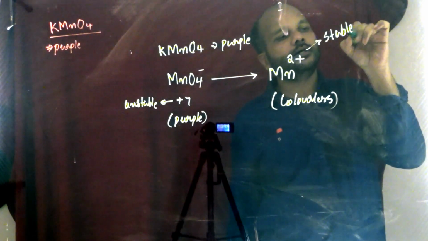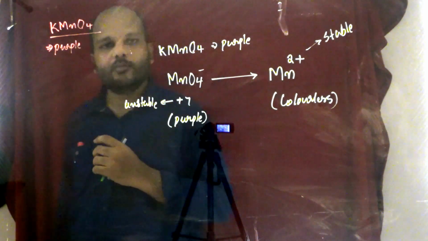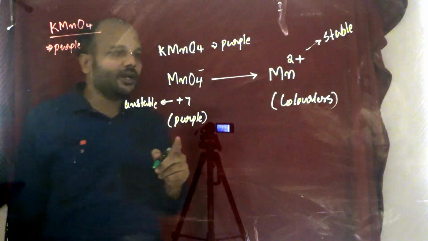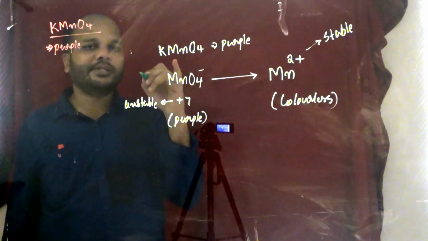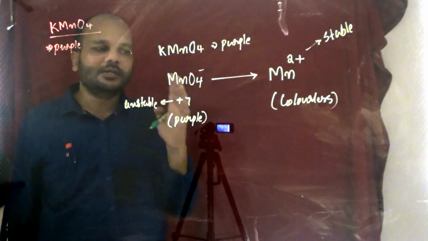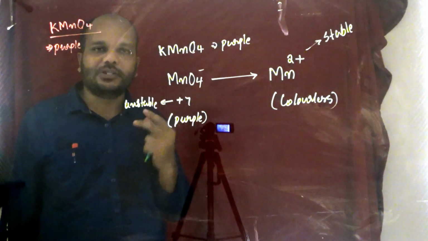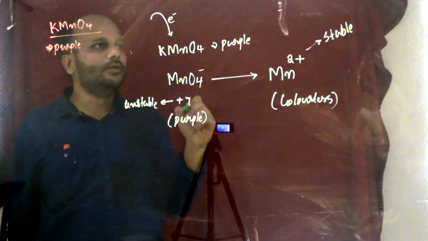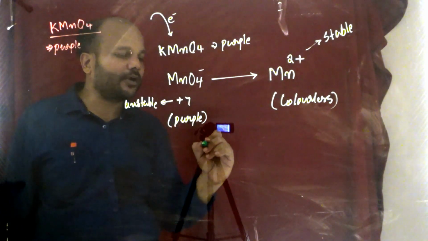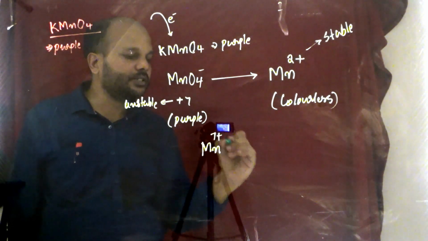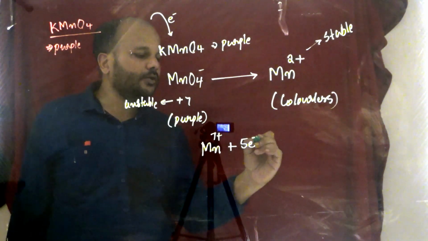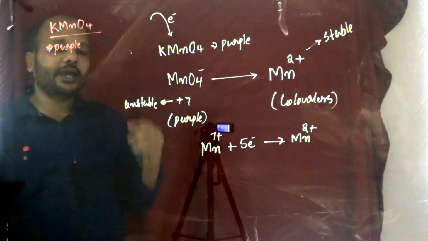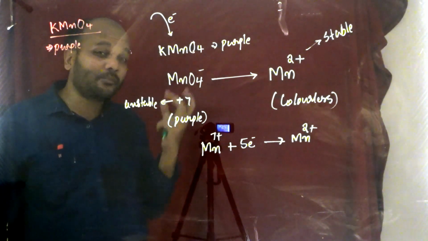So always the stability is a prime factor for most of the chemical or redox reactions. Please bear that in mind. Now, whenever KMnO4 is in the surrounding of some reducing agent, it will have a tendency to accept electrons. When Mn7 plus accepts 5 electrons, it can convert into Mn2 plus. So obviously, this KMnO4 always has a tendency to accept electrons.